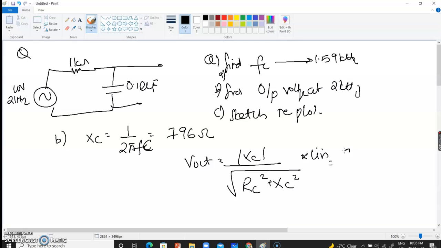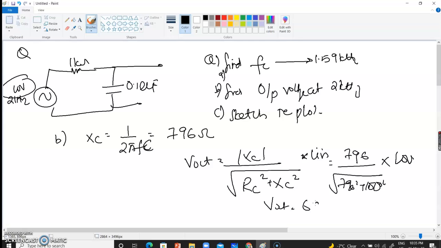That would be times the Vin. So if I plug in the value of 796 on top, and 796 squared plus 1 kilo ohm, which is 1000 squared, times 10 volts, which is the input signal over here, I will get the output Vout equal to 6.22 volts. So that is the answer for my part B. Now let's try to sketch or plot this. I'm going to write 2 kilohertz, and I'm getting a voltage of 6.22 volts, right?